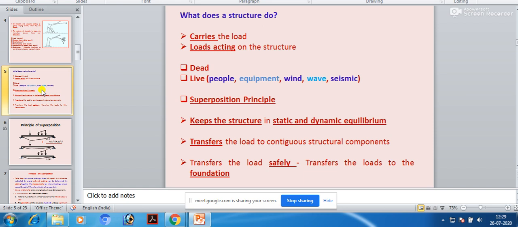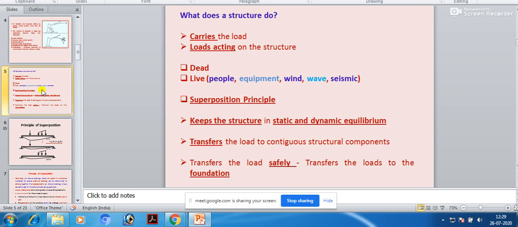So you can just, from the dimension of the structure, calculate its dead load. If you know the density of the structure, the unit weight of the structure, you multiply the volume of the structure with the unit weight, and you are going to get the total weight of the structure. That is very easy to calculate.